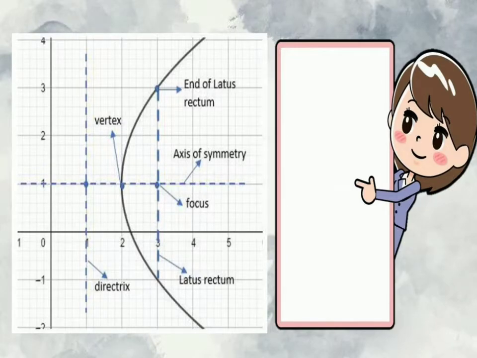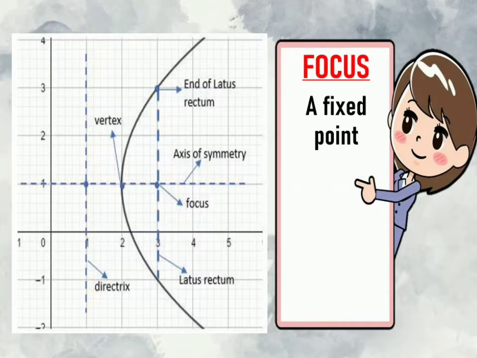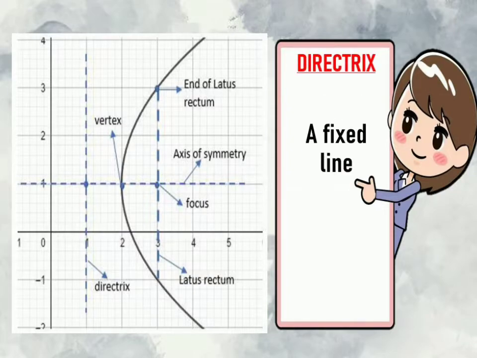First, let's define some terms in parabola. Vertex: the point midway between the focus and the directrix, or the midpoint of the shortest line segment from the focus to the directrix of the parabola. Focus is a fixed point. Directrix is a fixed line.